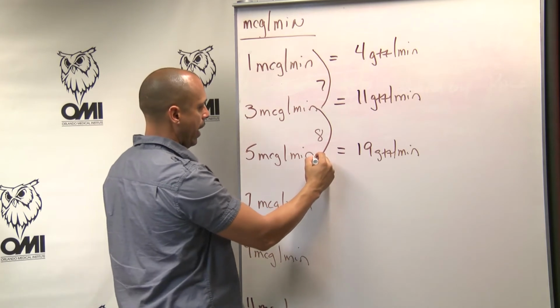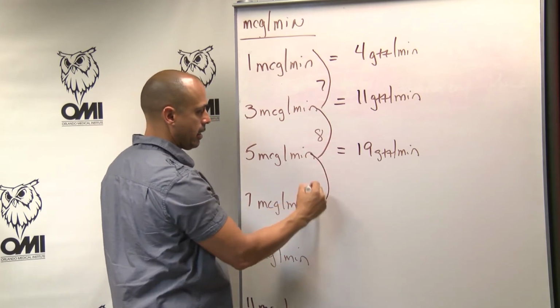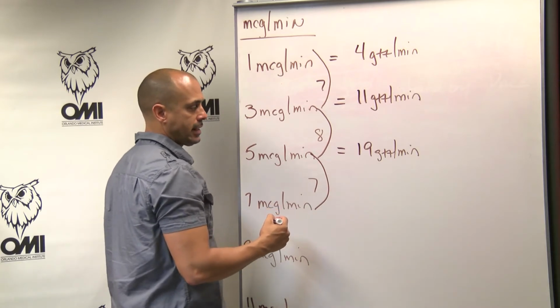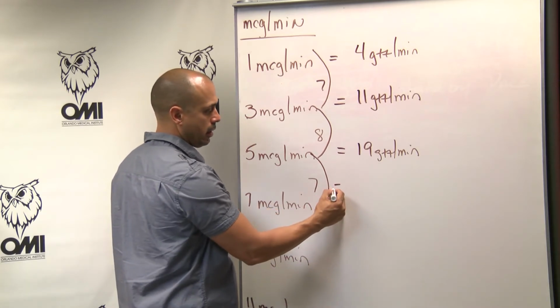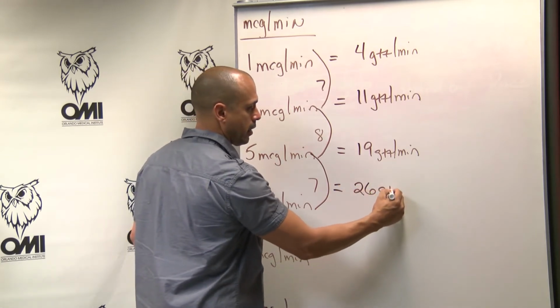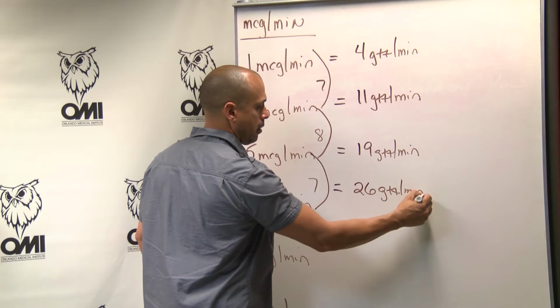So going from 5 to the next odd number, we add 7. Add 7 to 19. That will be 26 drops per minute.